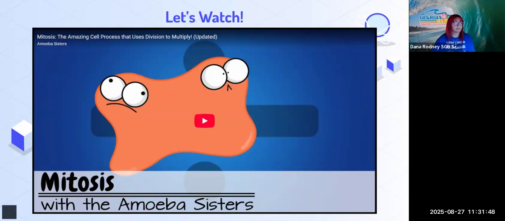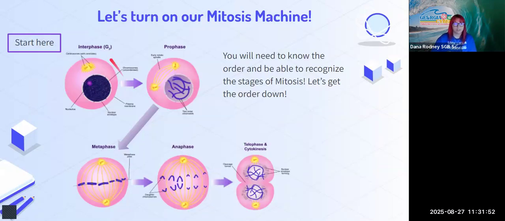All right, guys. So let's check out our mitosis machine here. We start with interphase. And again, you're going to need to know the order of these. You're going to need to be able to recognize the stages in pictures and put them into order potentially. So interphase is first. It will always be the beginning.